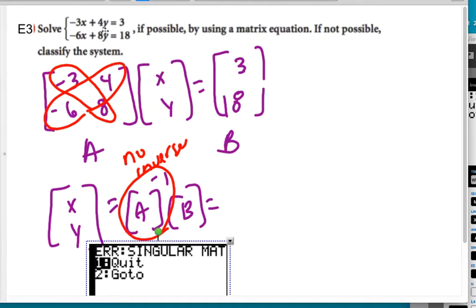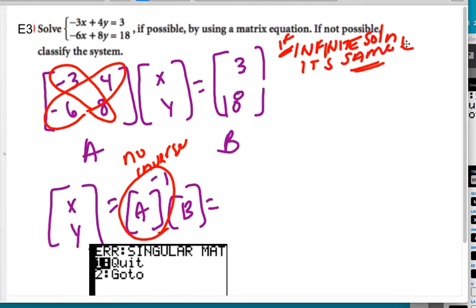This is either no solution or infinite solutions. Well, the trick is that if it's infinite solutions, then they're the same equation, right? And this is not the same equation, because notice how if you double negative 3x and 4y, you get this stuff, right?